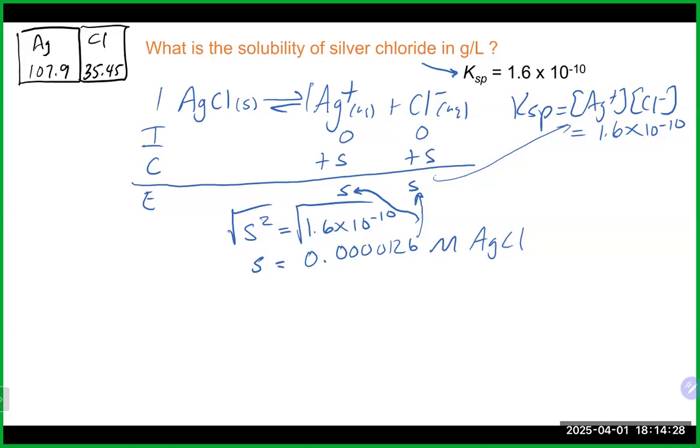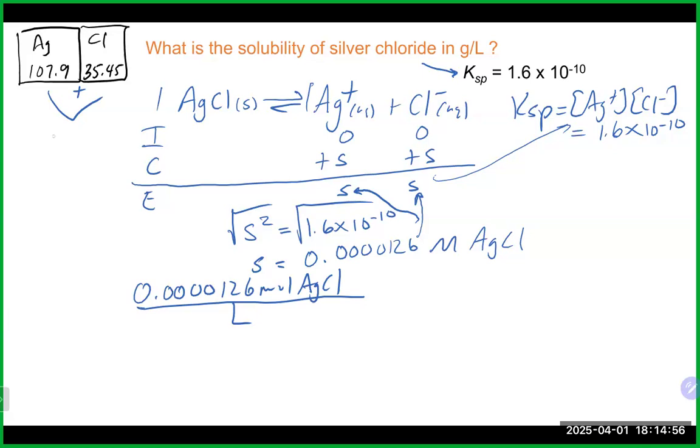First off, any questions on that there? We are interested, though, in grams per liter. So this is basically 0.0000126 moles of silver chloride per liter. We need the molar mass here, so we'll add those two numbers from the periodic table and punch it in.